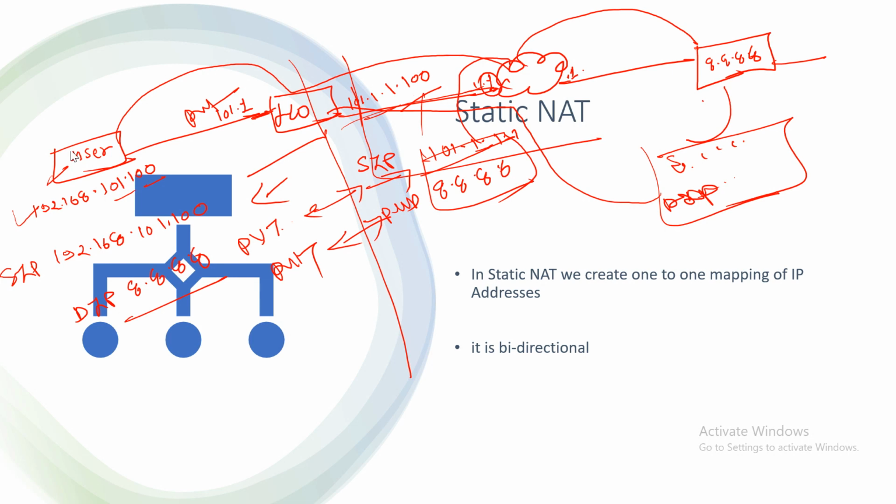Okay, in static NAT we create a one-to-one mapping of IP addresses. Here, guys, for one particular IP, let's suppose there are multiple users.